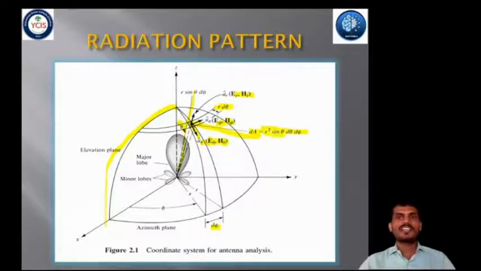Now when we calculate this area for that small portion, the final answer should be r squared sin theta d theta d phi. This is your final area for that particular small portion. Now when we integrate this equation over this particular lobe, we can calculate the total area occupied by that particular major lobe. According to this we can calculate this.